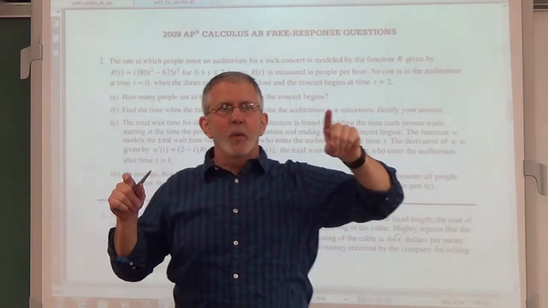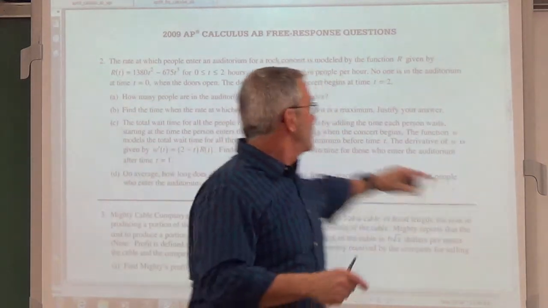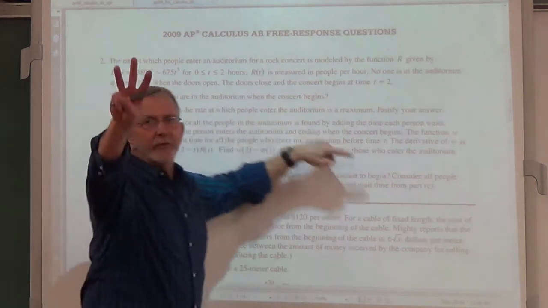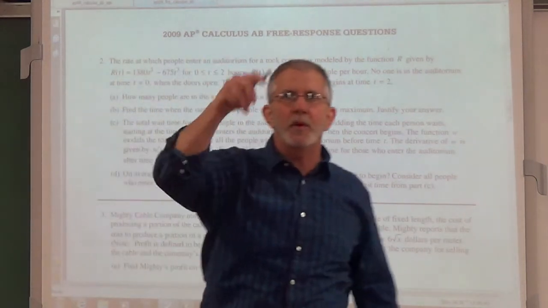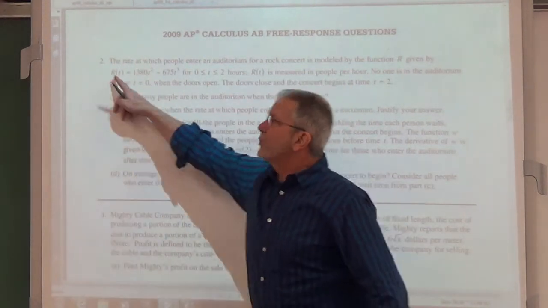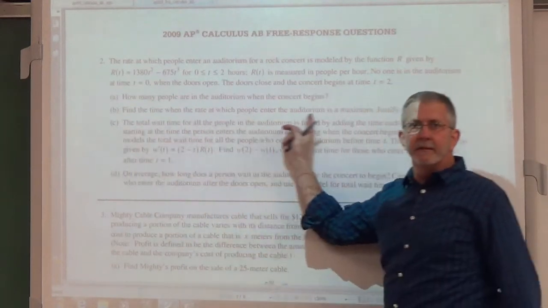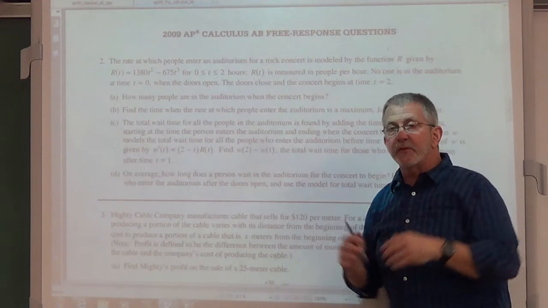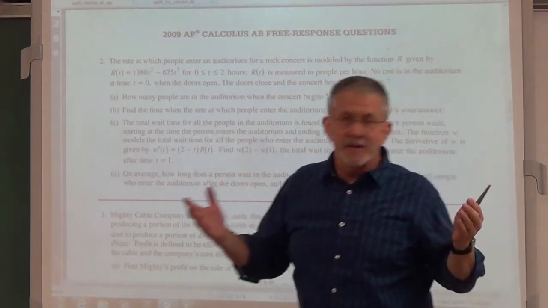If you don't test the endpoints in this particular portion... there are 4 parts, A, B, C, and D. This part is worth 3 of the 9 points. One third of the points available for this problem come from part B. Your objective on any of these free response questions is to get as many points as possible.